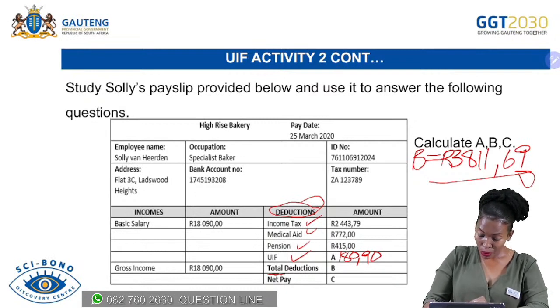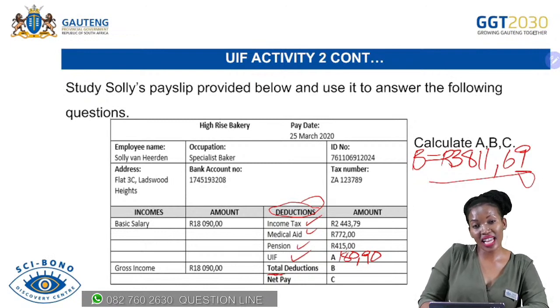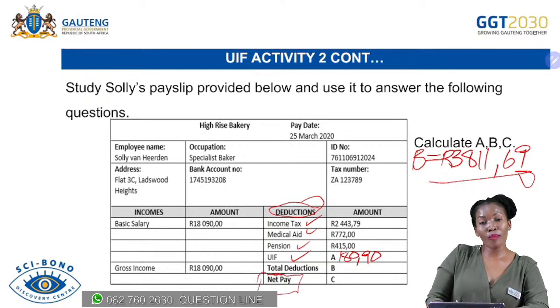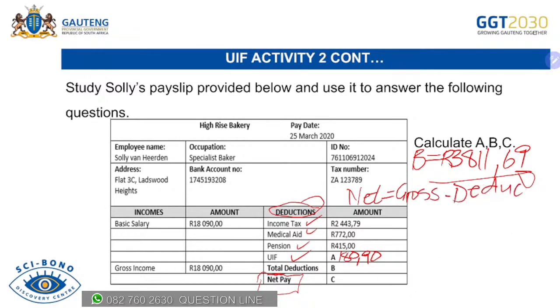And then now we want the value of C. What is the value of C, guys? C is our net pay. And remember, we agreed, how do you determine net? Net is actually equal to your gross minus your deductions. So that is the formula that you are going to use when you calculate your net.